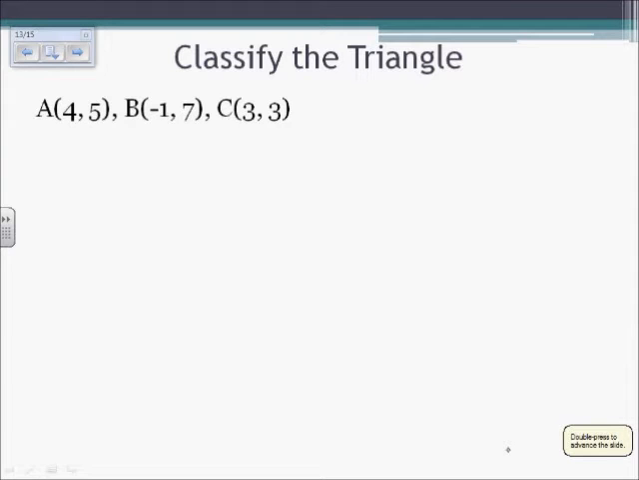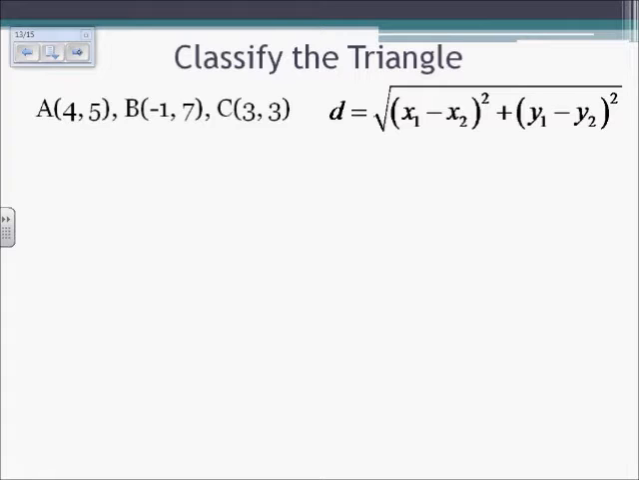Alright, next example here says classify the triangle. Given 3 points, A at (4, 5), B at (-1, 7), and C at (3, 3). So we just talked about classifying triangles by their sides, and to do so we need to have their lengths, and then we can classify it as a right, obtuse, or acute based off of the Pythagorean Theorem setup. In order to find the lengths of the 3 sides, we need to do the distance formula between AB, BC, and CA.